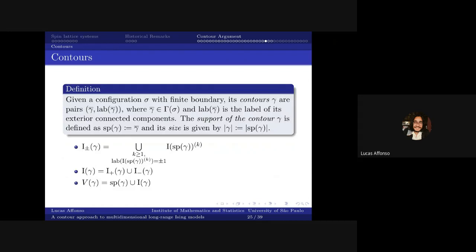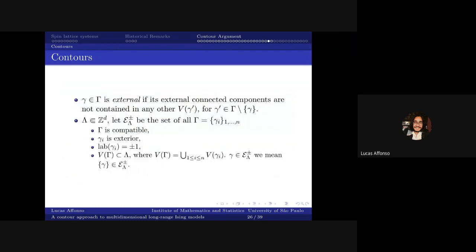Okay, so we say that a contour is external if it's not contained in any other. This is easy to see, and we will consider the set E lambda as being the set of all the families that are compatible in the sense that it is realizable as a configuration. This means that there is a configuration such that if you do this construction that I explained to you, you get the family gamma as a Mri partition. All the contours are exterior, they have the same label, and most importantly, its volume is inside the box, the finite set lambda.